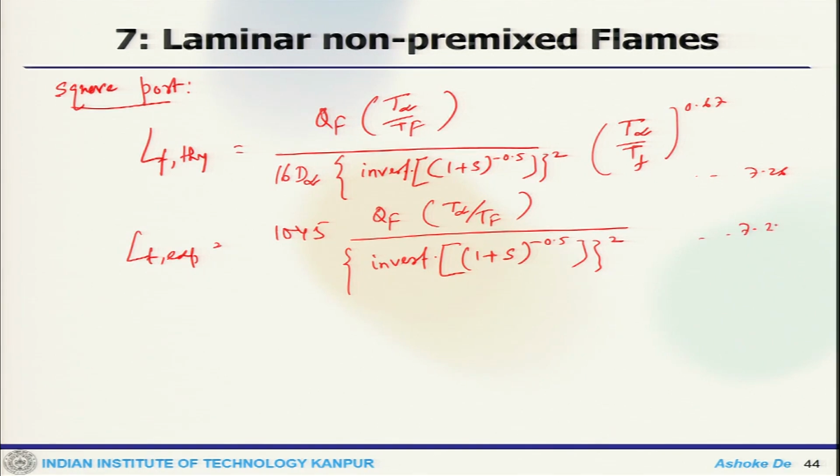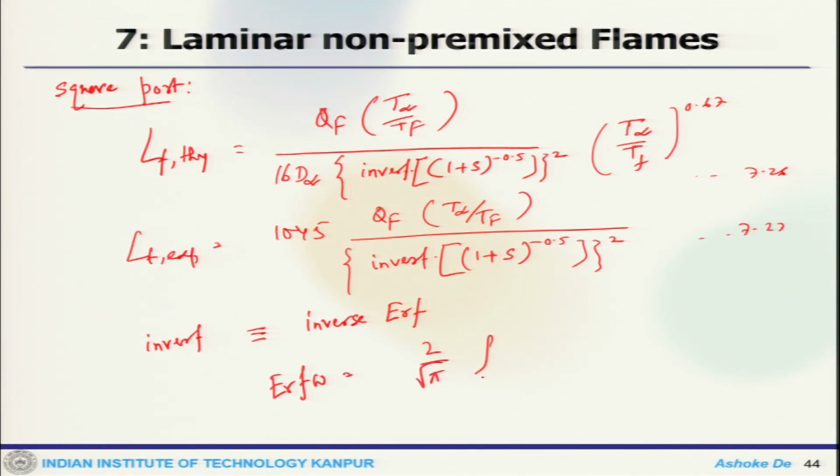Now this inverse function is the inverse error function, which is defined as erf W is 2 by root pi, integral from 0 to W, dt. So, this is how the inverse function is defined.